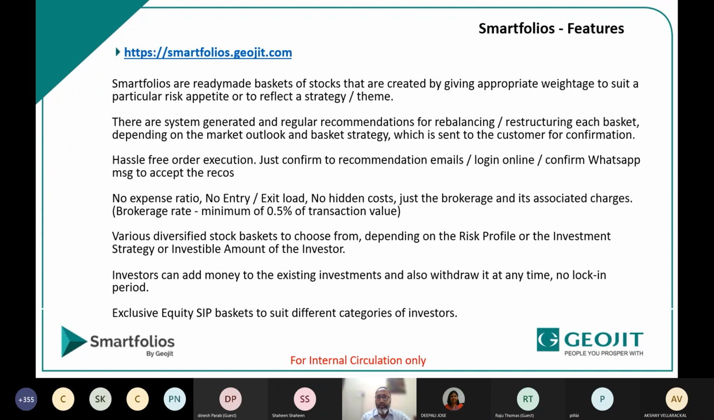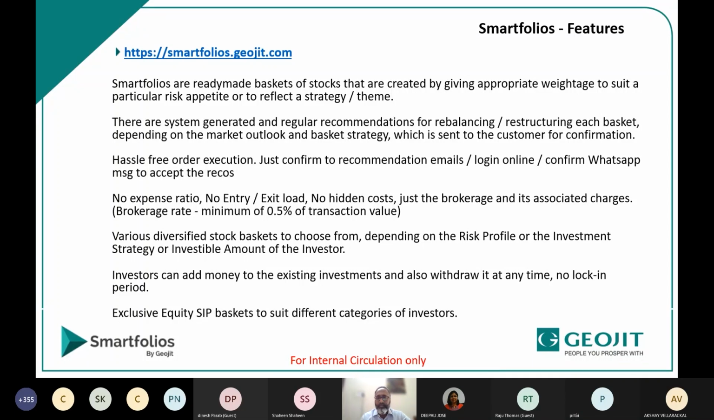You can log on to the website, and shortly you will be able to log on to the mobile app also to confirm the recommendation. But our sincere request is that you follow the recommendations, because it could be a loss booking, it could be profit booking, but whatever it is, we would request you to follow the recommendations that are coming to you via Smartfolios.